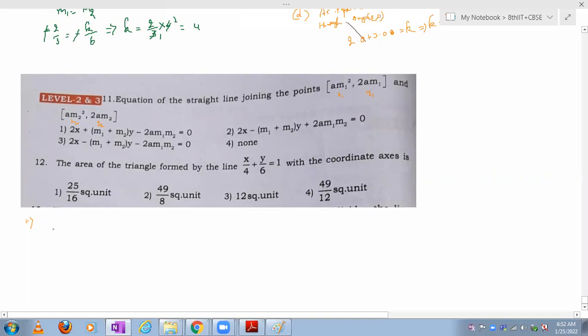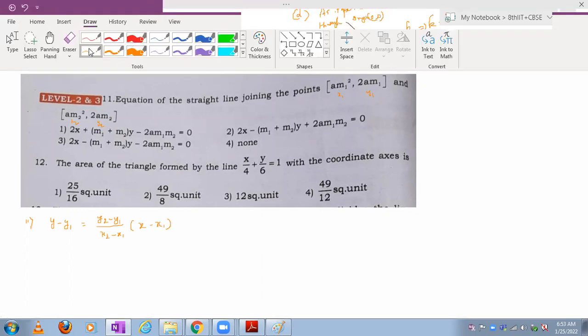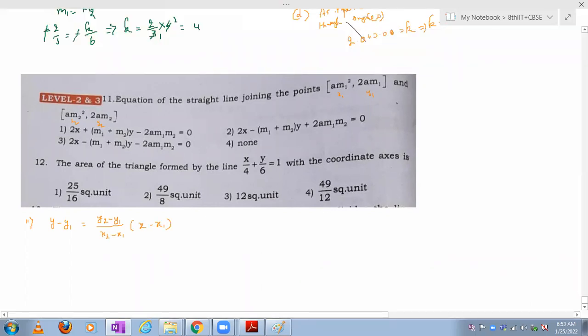So see, now y minus y1 is equal to what? (y2 minus y1) divided by (x2 minus x1) whole into (x minus x1). This is the formula. Got it? This formula we have to apply. Now, if I apply this formula, then what will I get?